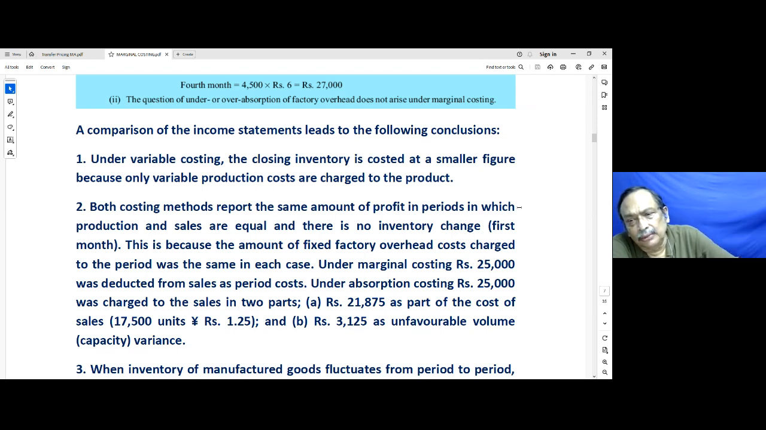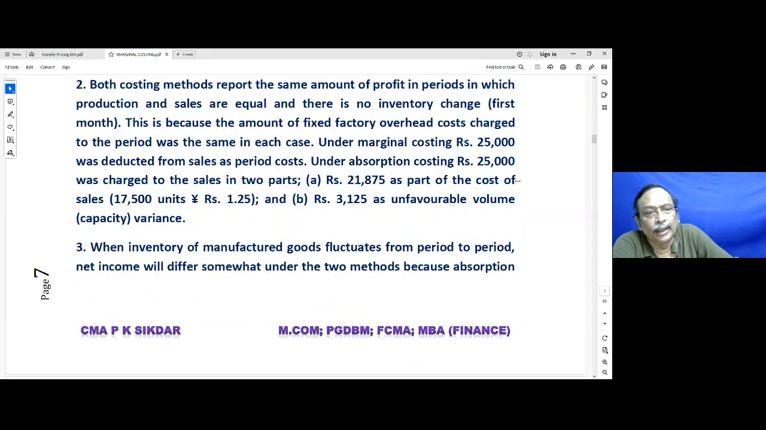Under marginal costing, rupees 25,000 was deducted from sales as period cost. Under absorption costing, rupees 25,000 was charged to the sales in two parts: rupees 21,875 as part of the cost of sales, 17,500 units at the rate of rupees 1.25, and rupees 3,125 as unfavorable volume capacity variance.